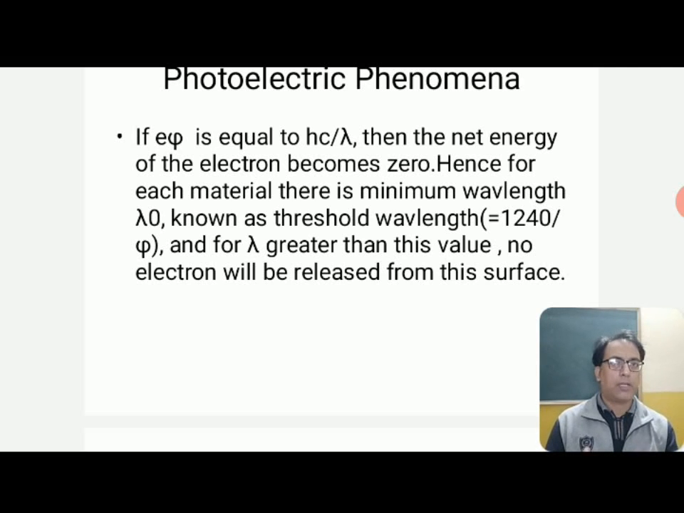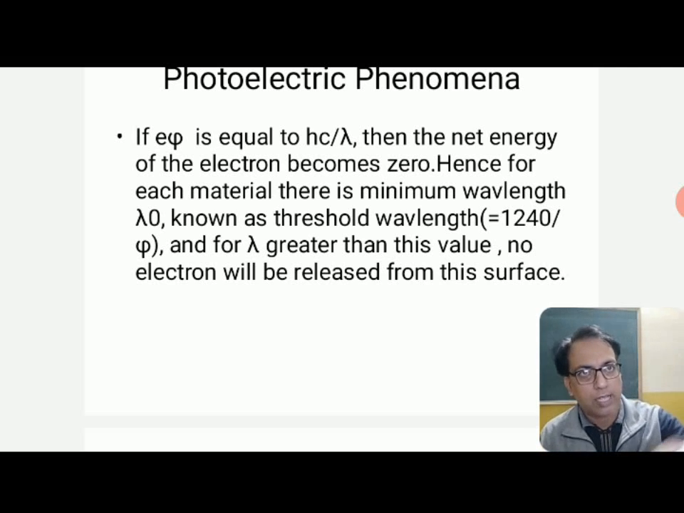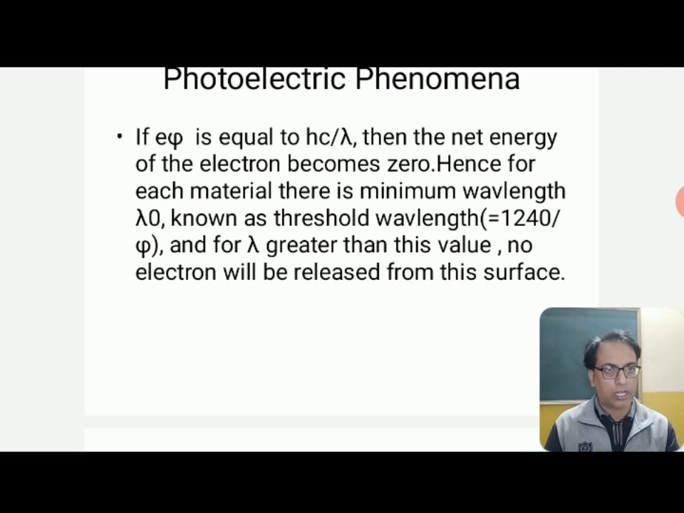Hence, for each material there is a characteristic wavelength, lambda naught, known as the threshold wavelength, which is normally given by 1240 divided by phi, where phi is the work function. For lambda greater than this value, no electron will be released from the surface. This is known as the threshold or cutoff wavelength of the material. Beyond this wavelength, there will be no emission of electrons from the metallic surface. This is the basic fundamental phenomenon of the photoelectric effect.